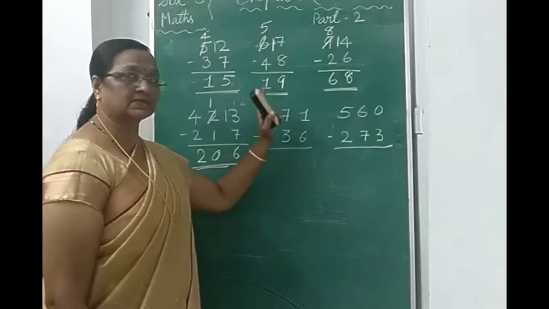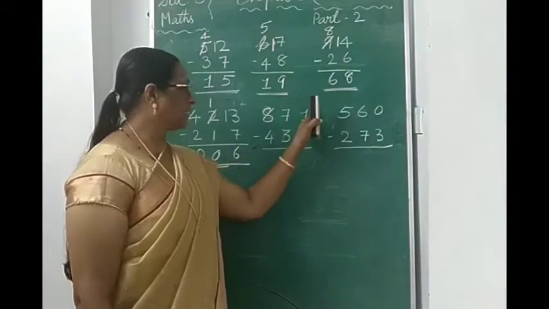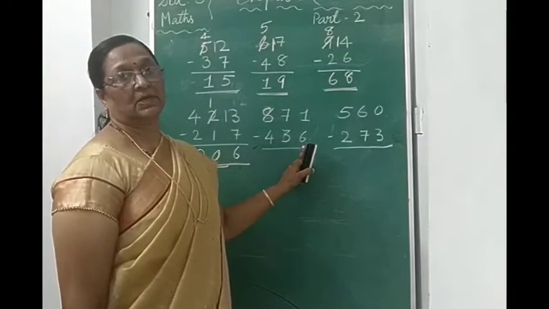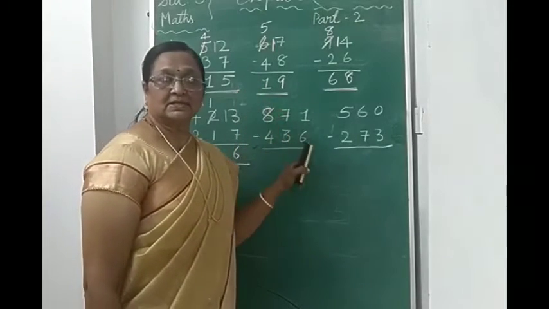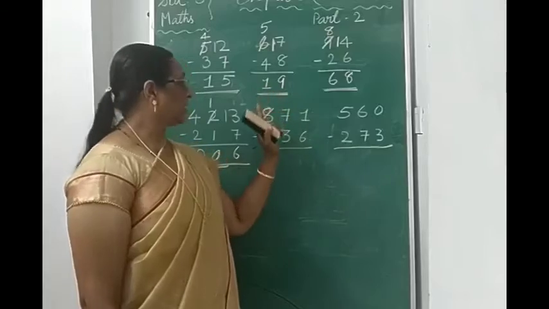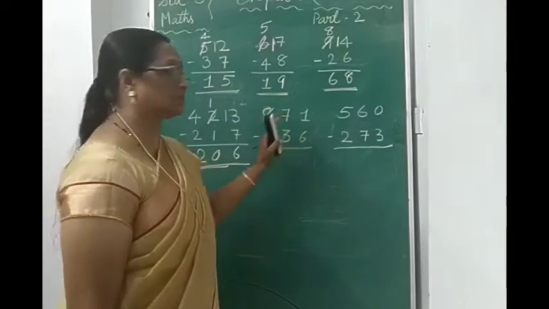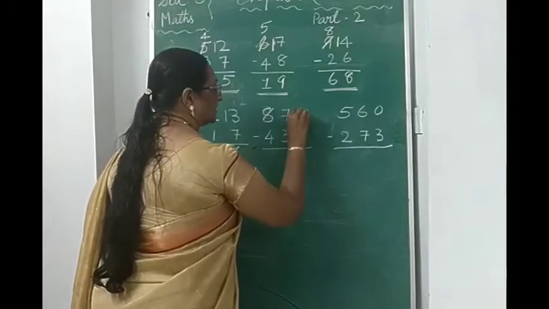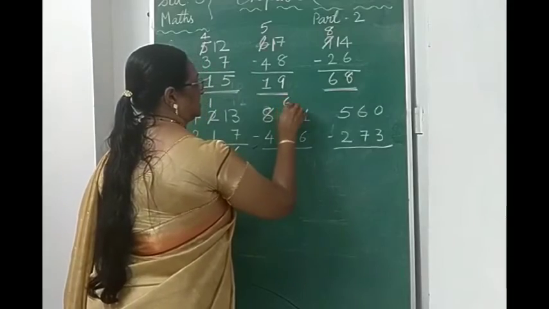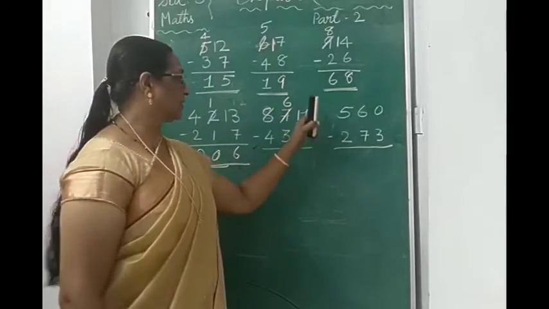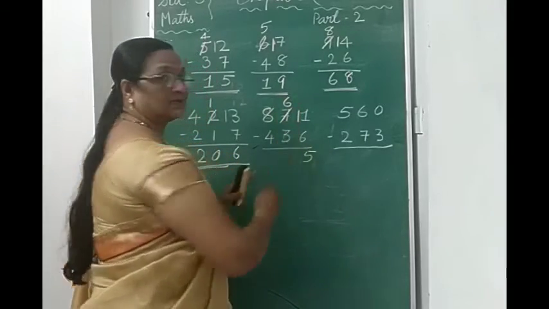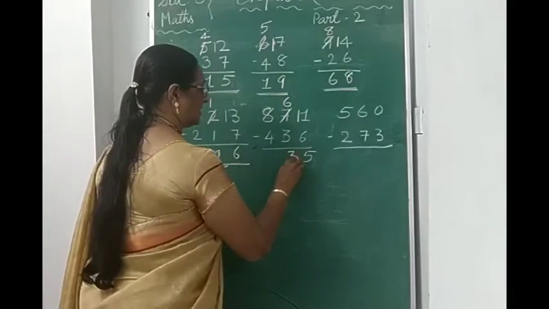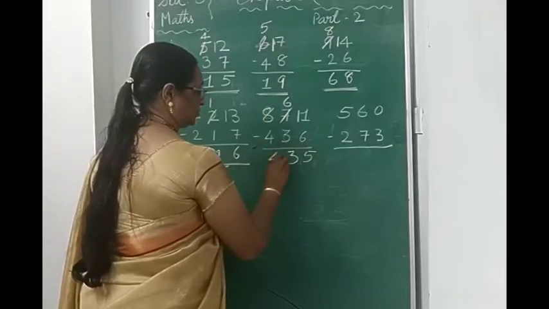Next number 871 minus 436. Same way, please compare the digits, children. 1 and 6. Isn't it? So we cannot subtract 6 from 1. What we have to do? We have to borrow from the tens place. When we borrow, it is 11 and 6 is the balance. So 11 minus 6, 5, 6 minus 3, 3, 8 minus 4, 4.